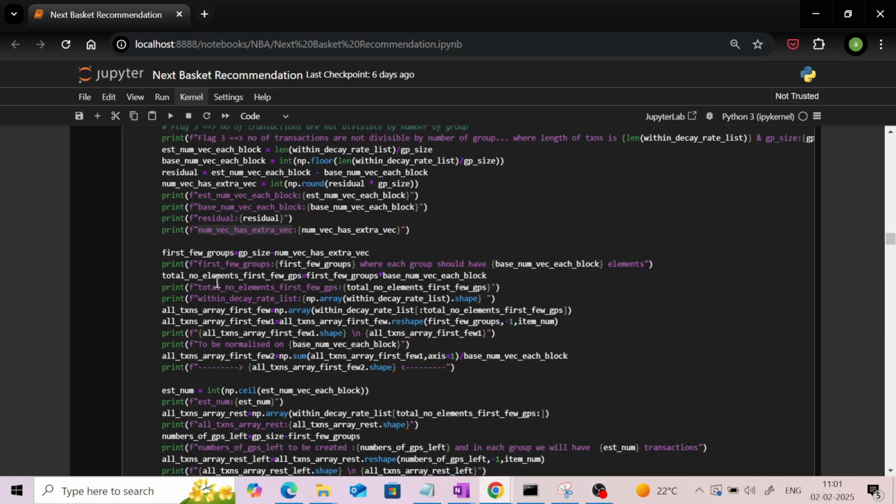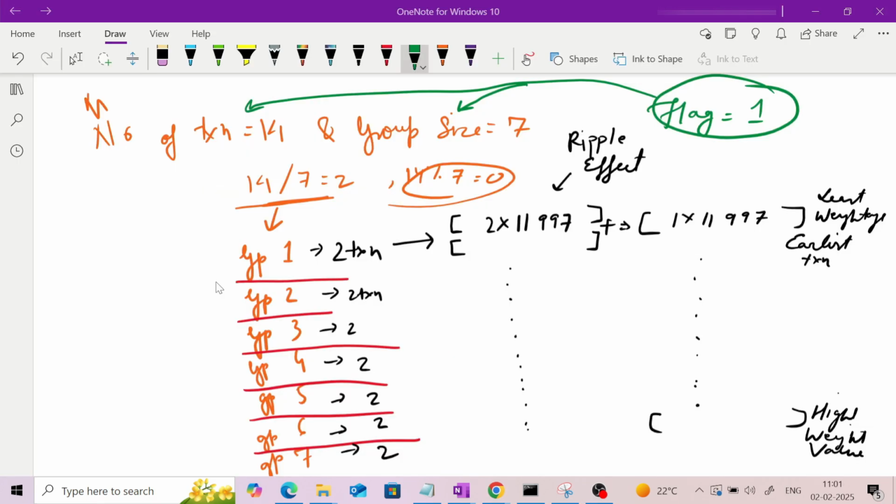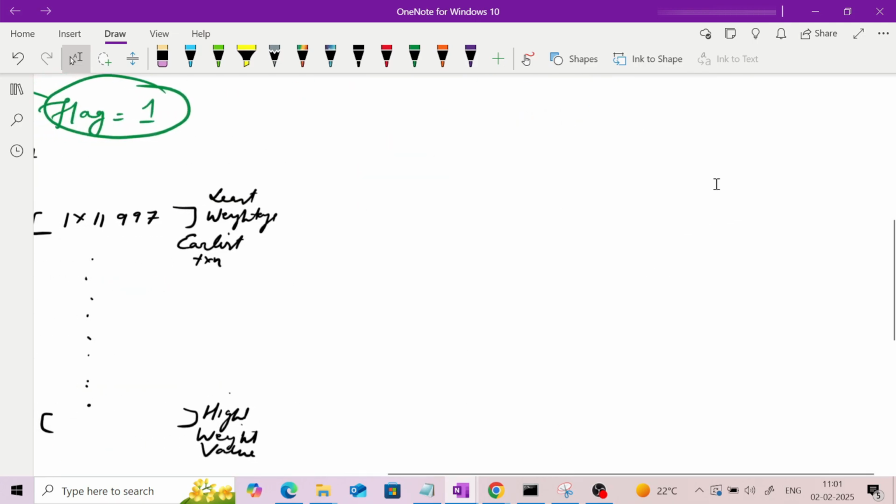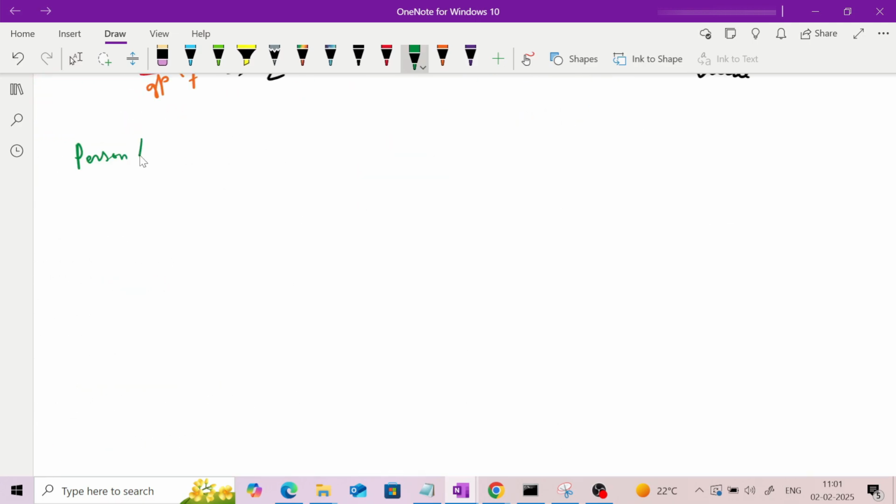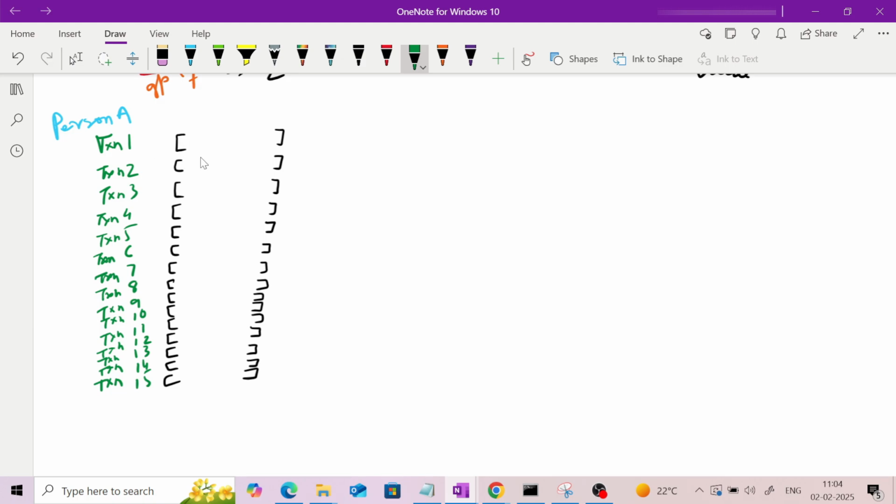So pictorially, if you have to see this, then it will look something like this. So say like person A has done around 15 transactions. So we will say like this is the first transaction, second, say like this is the scenario where like person A has like 15 transactions, and each of the transaction is being represented by the help of a vector.